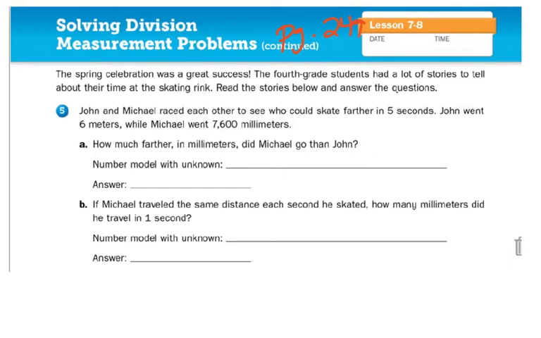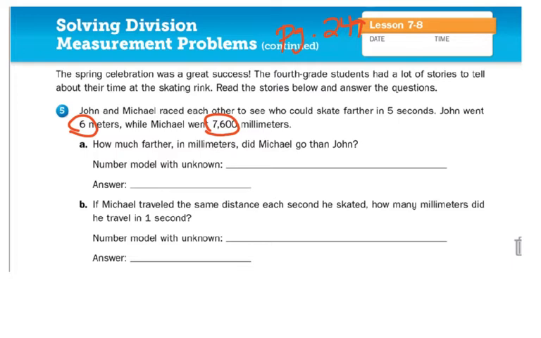249. Page 249. At the top, the spring celebration was a great success. The 4th grade students had a lot of stories to tell about their time at the skating rink. Read the stories below and answer the questions. John and Michael raced each other to see who could skate farther in 5 seconds. John went 6 meters, while Michael went 7,600 millimeters. A, how much farther in millimeters did Michael go than Jonathan?